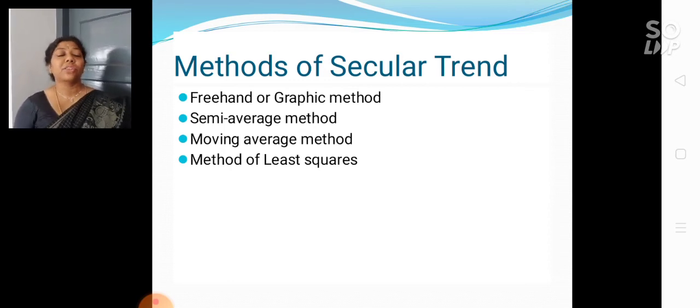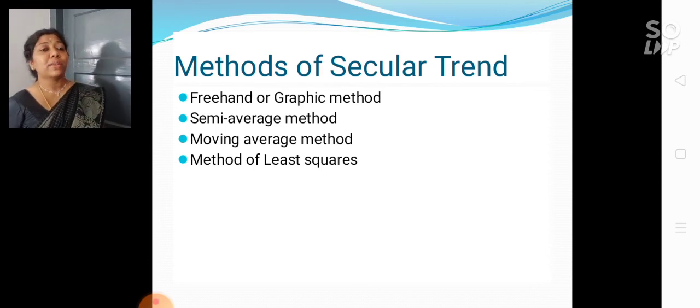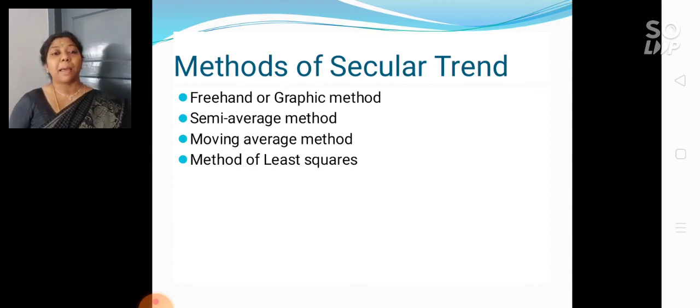And moving average is nothing but 3 yearly moving average, 5 yearly moving average. Likewise, we have to add the numbers and take the average with the same number. That is called moving average.